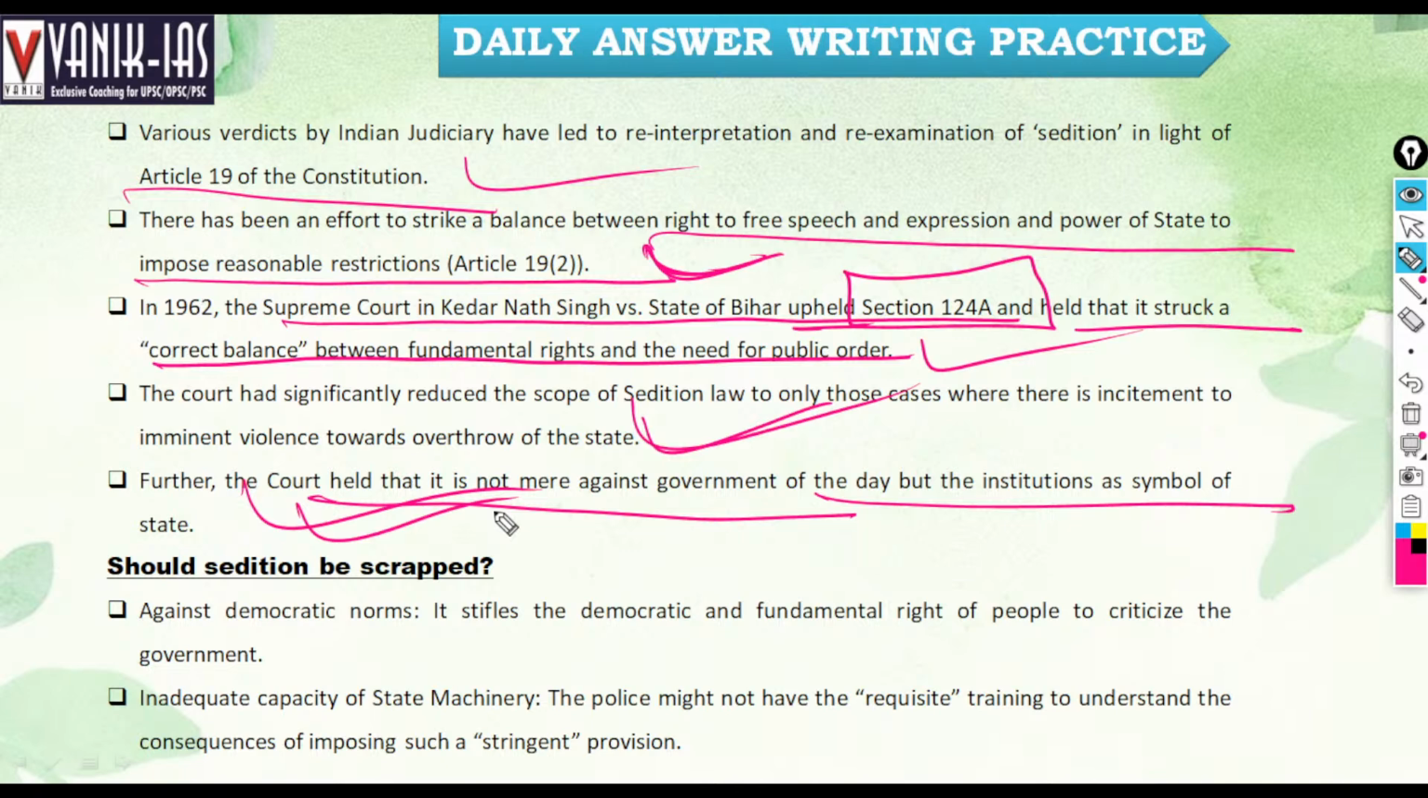It is against democratic norms. It stifles the democratic and fundamental rights of people to criticize the government. Obviously, criticism is very essential in democracy. Dissent is an important part of democracy. So it takes away the fundamental right to criticize the government, because that can be misinterpreted anytime.